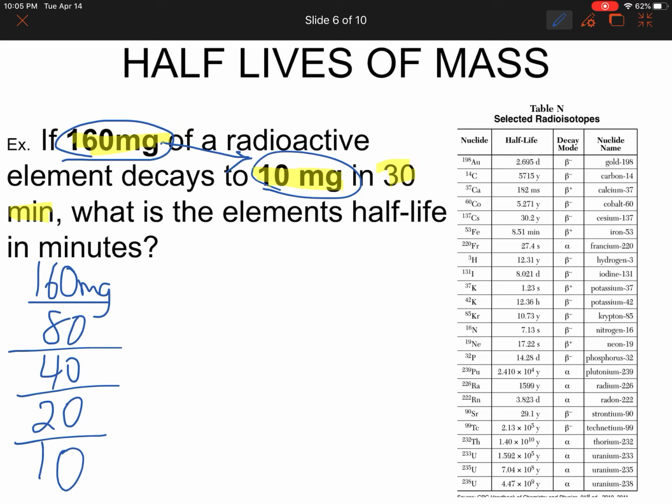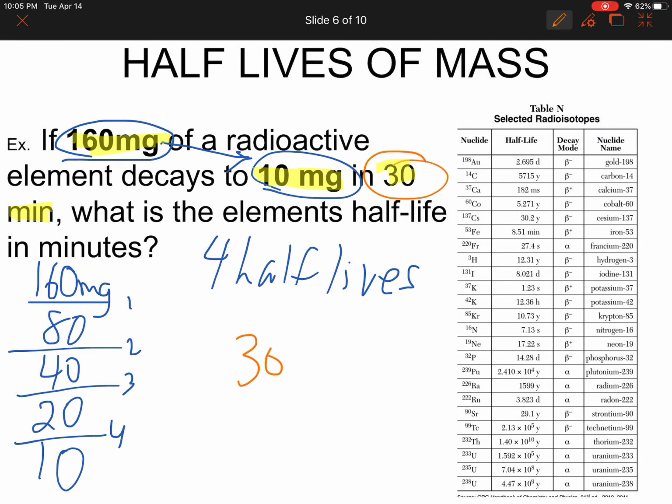Now count the lines, everybody. We have 1, 2, 3, 4 lines. So how many half-lives then? Well, it underwent 4 half-lives. So it says, what is the element's half-life in minutes? Well, look at the question. How many minutes did it take? 30 minutes. You simply take that and divide by the number of half-lives. Well, take out your calculator, guys. What's 30 divided by 4? Well, that's going to give me 7.5 minutes.